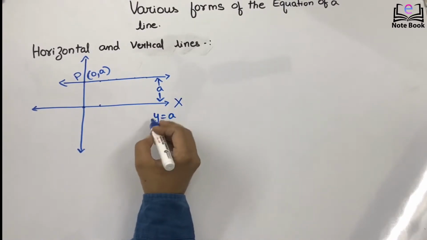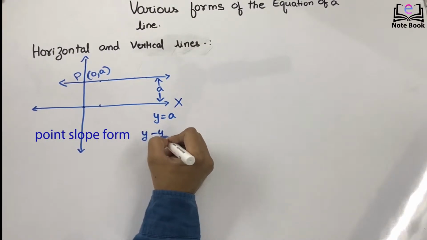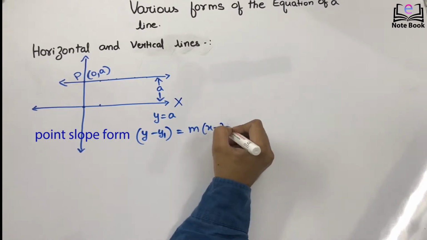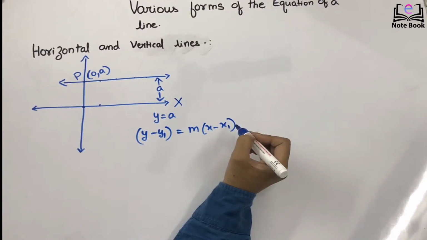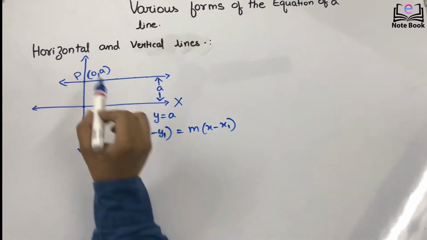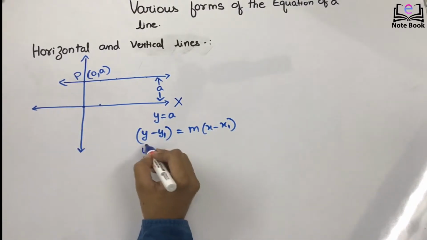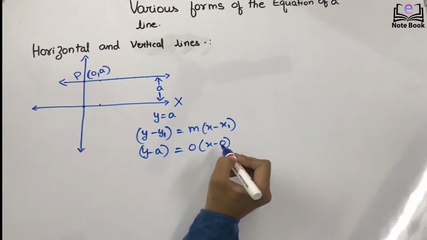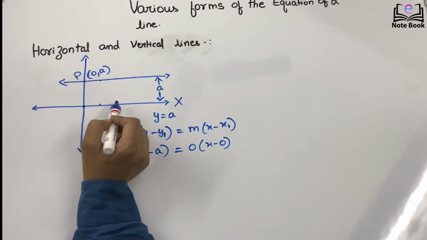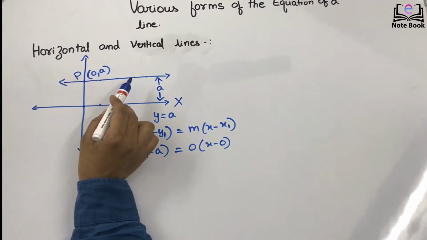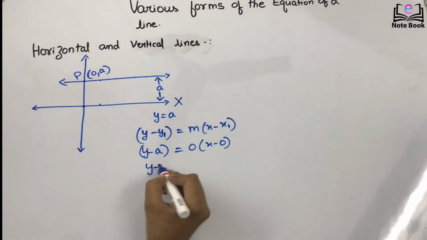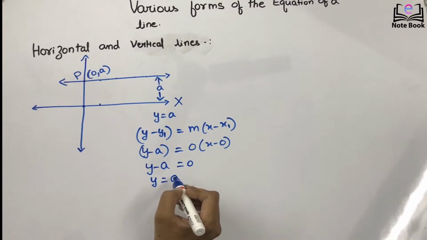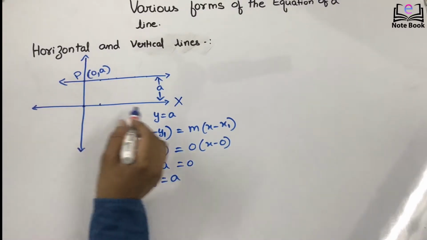or you can write it in some way like we know that y minus y1 is equal to m into x minus x1. Since this is parallel to this, we can write y minus a is equal to 0 into x minus 0. Because the slope of any line parallel to x-axis is 0. Therefore, y minus a is equal to 0 and y equal to a. So, this is the equation of a horizontal line.